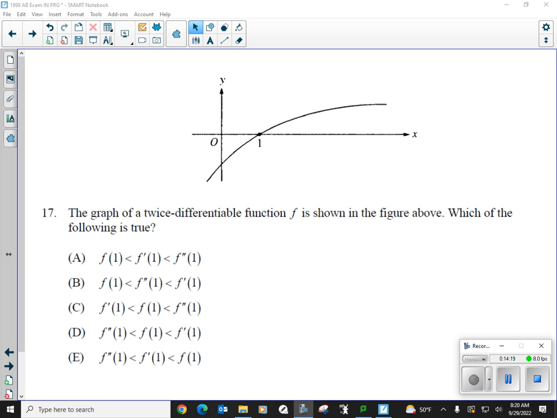Guys and girls, people, if you will, I'm going to try not to get too excited because we have a graph. Oh my God. Here we go.